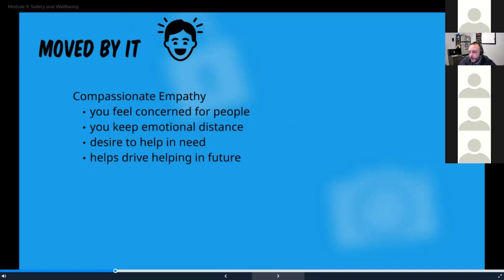Compassionate empathy. This is where you have that true concern for people, but you kind of keep that emotional distance. I think this is where most of us lie in the EMS field. Like we feel concern for people and we definitely want to help them, but a lot of times we haven't in the past because we're afraid to get too close. But hopefully this drives helping in the future too, and it doesn't burn us out.